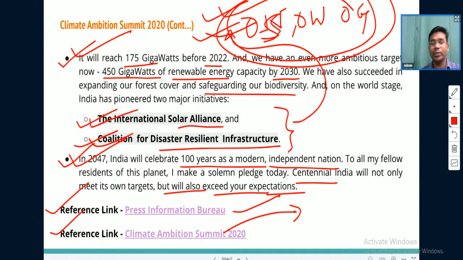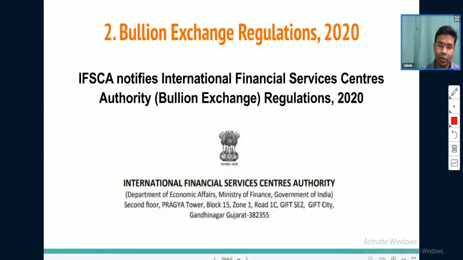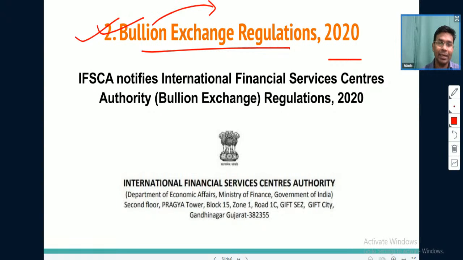Having understood the first topic, let us move to the next topic now. We will understand about the Bullion Exchange Regulations of 2020. Bullion means gold or silver coins that are issued by banks, and we find these gold coins and silver coins through banks. But how the exchange in bullion is going to happen will be regulated by the International Financial Services Centres Authority through a regulation.